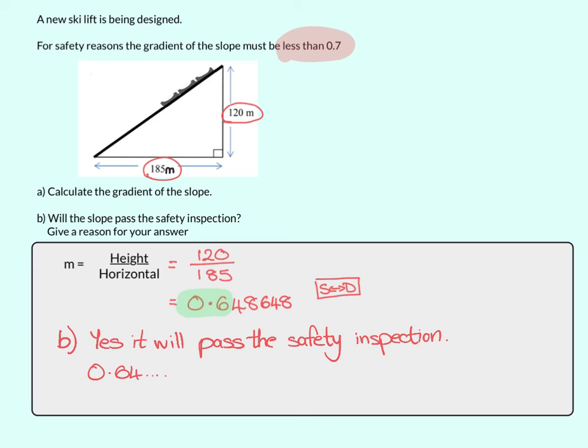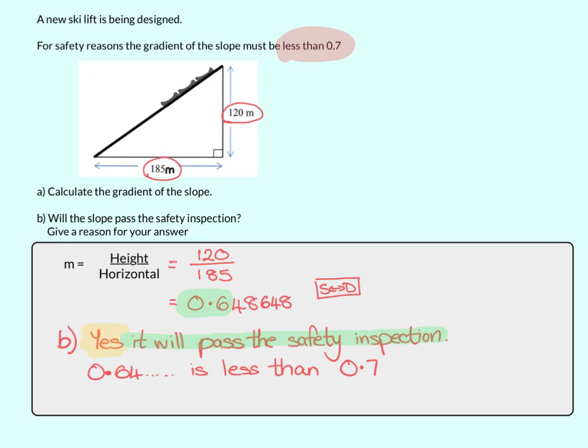0.64, there's a lot of other things there. I don't need to write them all out. 0.64, notice I haven't rounded either, is less than 0.7. Okay, so 2 or 3 important things there. Okay, we are writing a sentence, we have to answer the question. Will the slope pass the safety inspection? Yes. Okay, and then I'm making that into a sentence. It will pass the safety inspection.